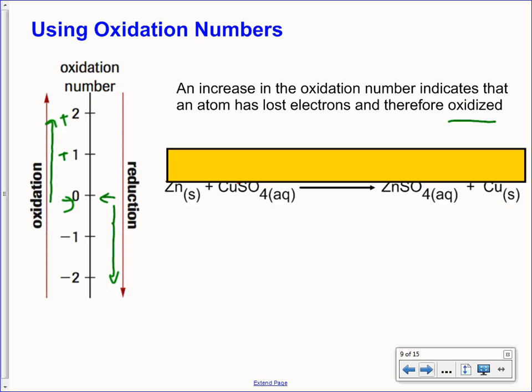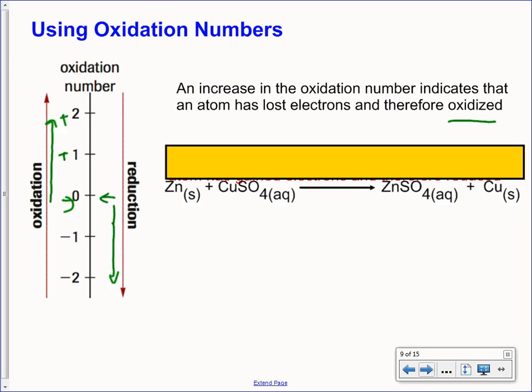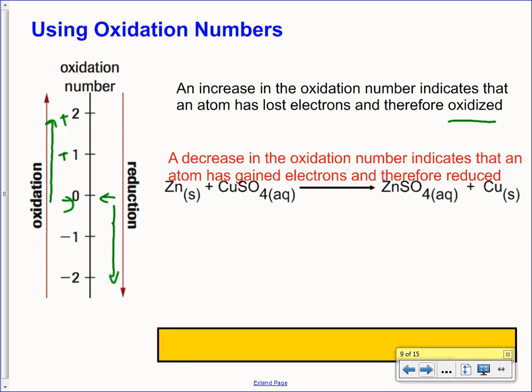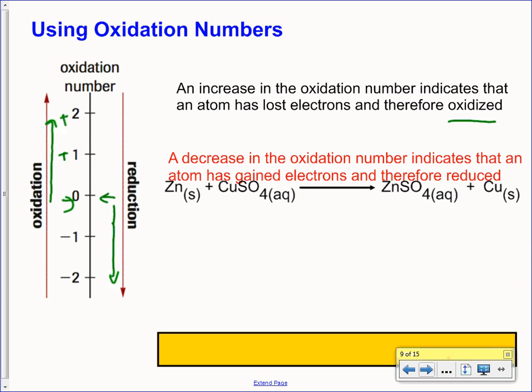So in the following example, we have zinc plus copper sulfate reacting to give us zinc sulfate plus copper. Before we quickly work out that example and figure out what's undergoing oxidation and what's undergoing reduction, conversely, if we have a decrease in oxidation number, like I said, that indicates an atom has gained electrons and has therefore been reduced.